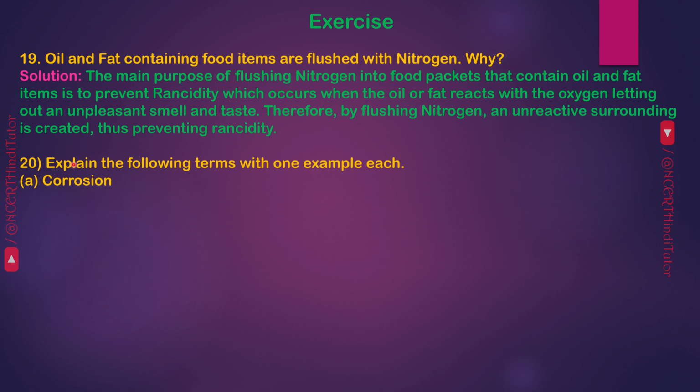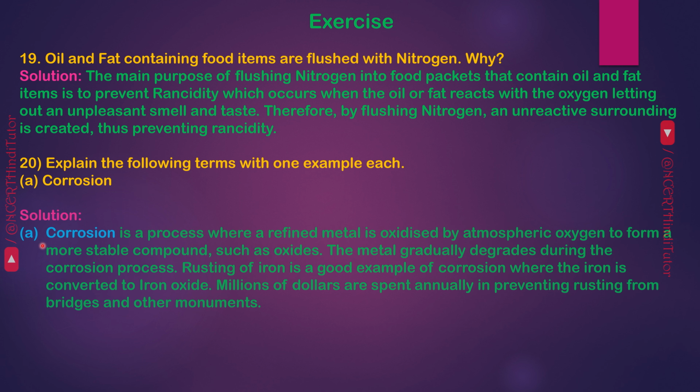Question 20. Explain the following terms with one example each. A. Corrosion. Answer: corrosion is a process where a refined metal is oxidized by atmospheric oxygen to form a more stable compound, such as oxides. The metal gradually degrades during the corrosion process. Rusting of iron is a good example of corrosion, where the iron is converted to iron oxide. Millions of dollars are spent annually in preventing rusting from bridges and other monuments.